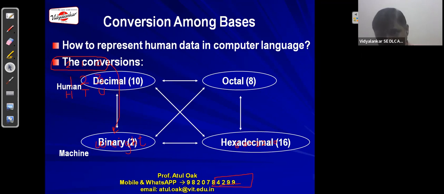Go to the second point. There are 12 common conversions, as shown. I will wait for 1 minute.